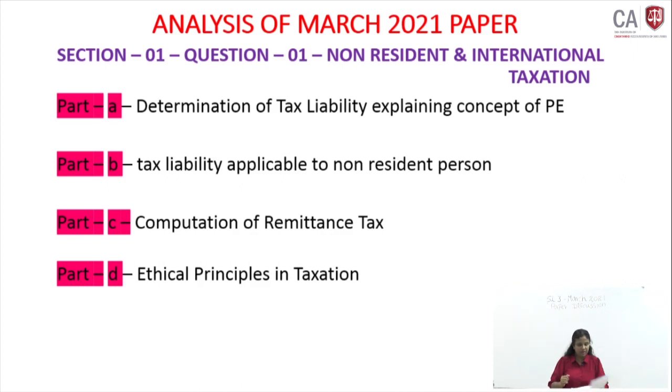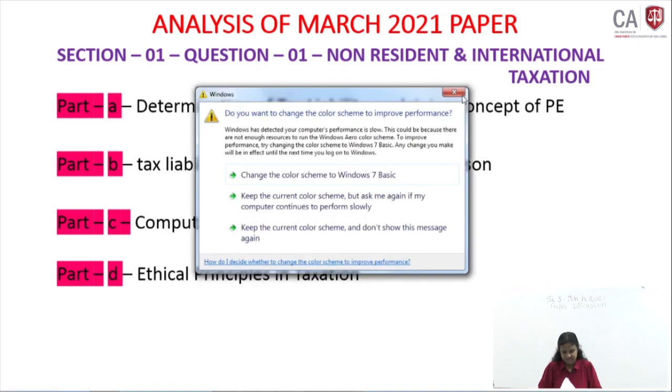Part B of the question paper is the tax liability applicable to a non-resident person. This is continuously tested. Again, it's a business undertaking of a non-resident person. Therefore, you have to compute both the income tax liability in Sri Lanka and the income tax liability as a remittance tax. Then Part C is separately asked for 3 marks: computation of remittance tax.